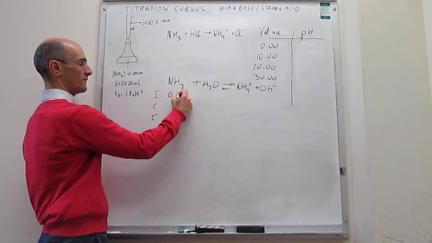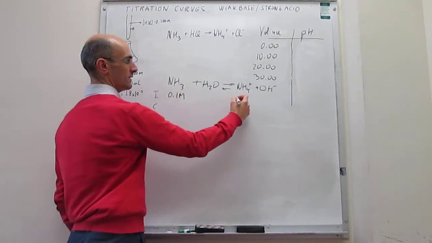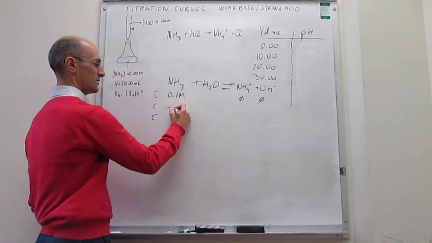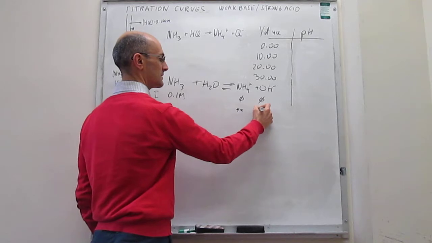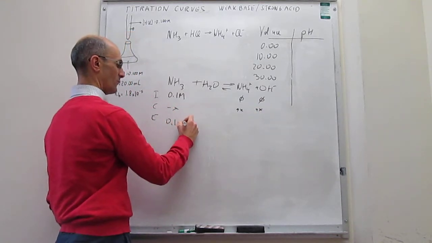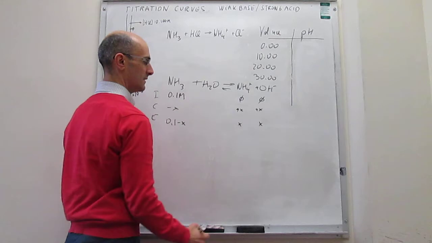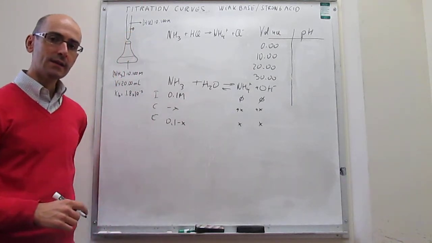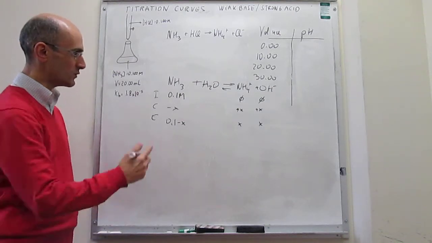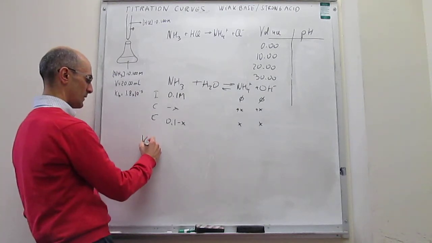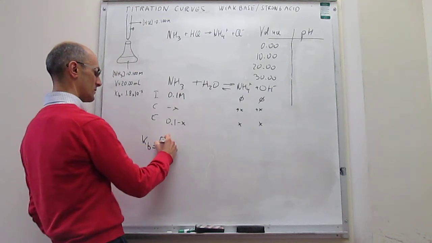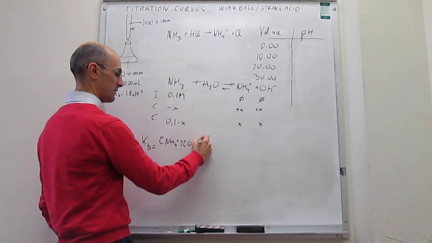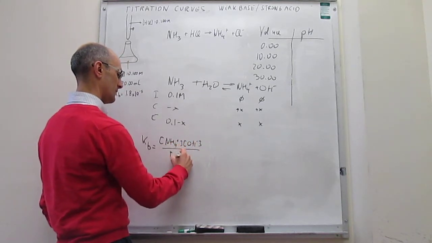And then you just have to write here what the ice diagram looks like. Your initial concentration for the base is 0.1 molar, and then you have no conjugate acid and no hydroxide. The change will be minus x, plus x, plus x. And then at equilibrium you will have 0.1 minus x, x and x. And with these values at equilibrium, you can go to the equilibrium constant and figure out what the concentration of hydroxide is. K sub B will be the concentration of ammonium ions times the concentration of hydroxide over the concentration of the base.